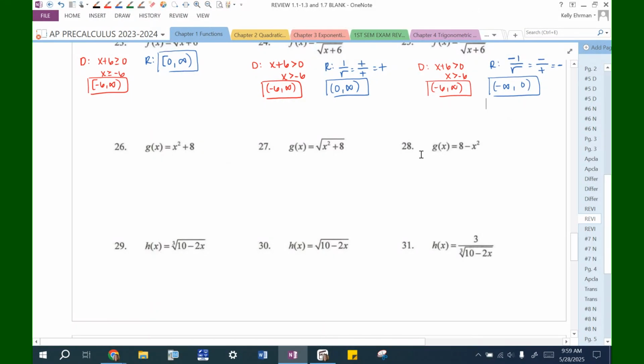All right, if you have a quadratic, you need to sketch the quadratic for the range part. So this is a quadratic that's been shifted up 8 units and it opens up. So you need to know that the vertex is sitting at 0, 8. For the domain, that's easy. Any quadratic, linear, or polynomial function is all real numbers. And the range, we go from positive 8 up to infinity.